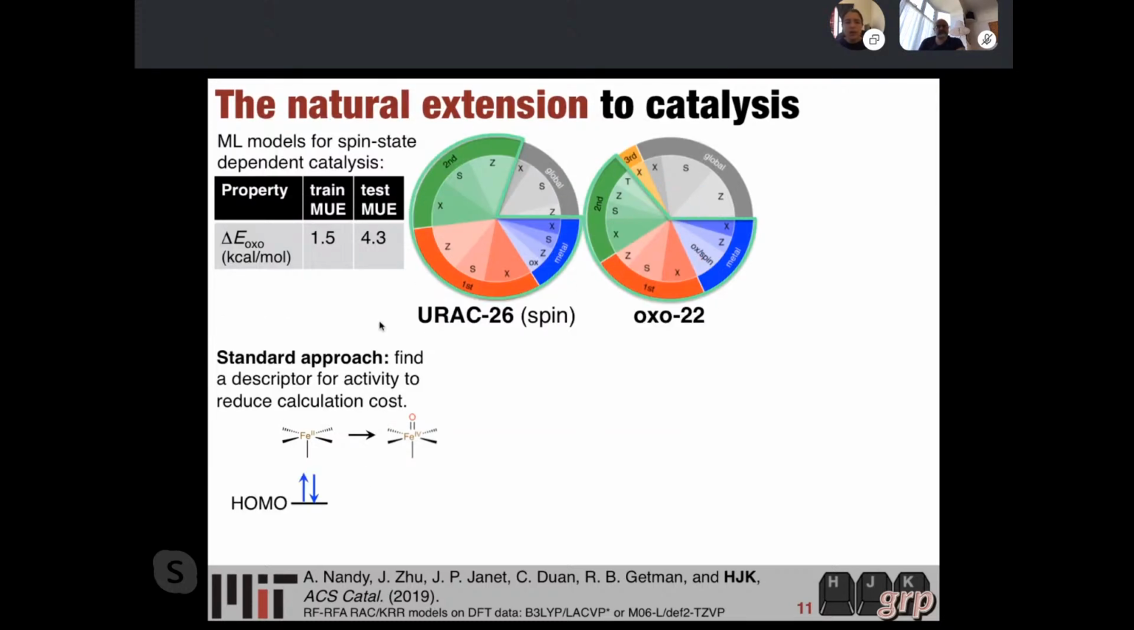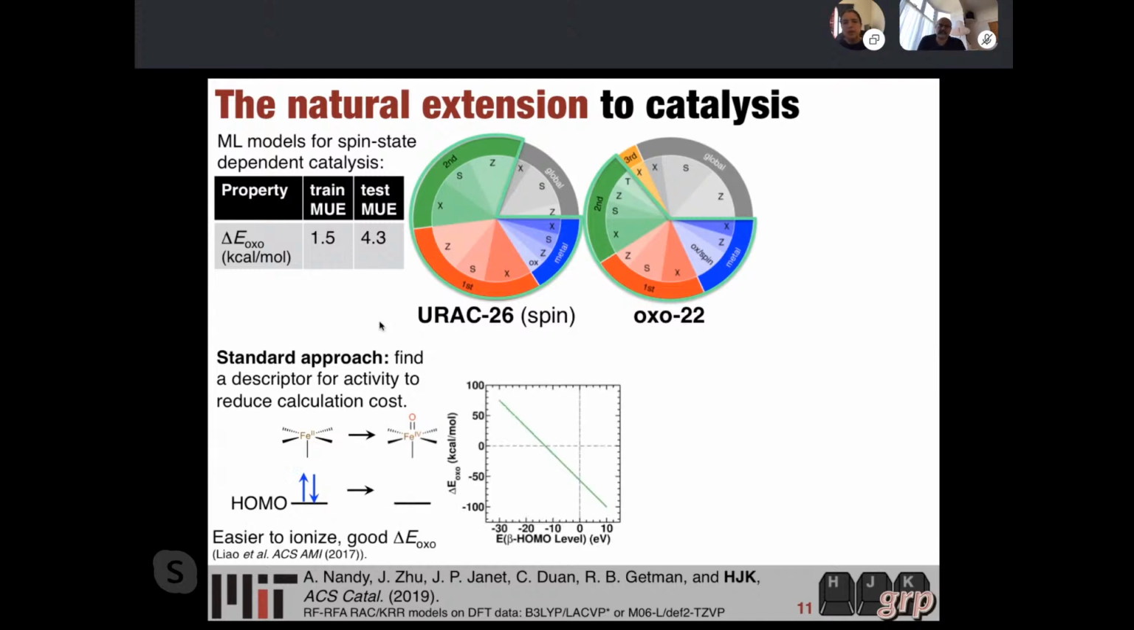So why not say the HOMO level from which these electrons have to be removed should relate to the oxo formation energy. And so if we do this, then we'll get a straight line. If this idea of a descriptor works, we should see that the oxo formation energy becomes more favorable as this HOMO moves up in energy. And this has in fact been proposed in this paper by Rachel Getman and Randall Snurr.